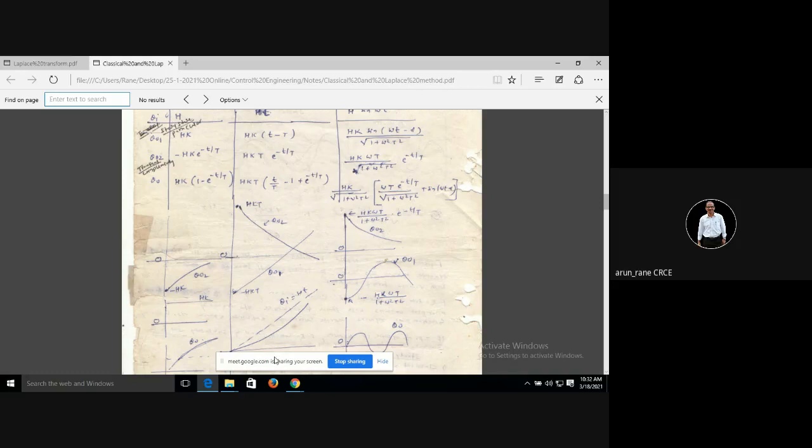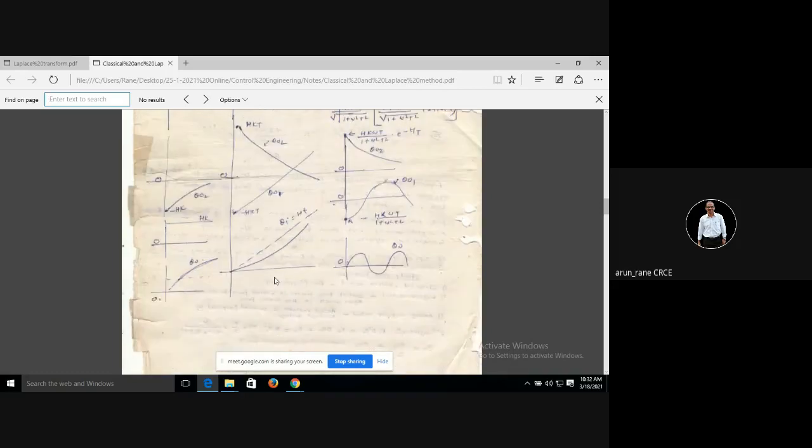Okay, so suppose I have taken a time t, I will project it. So at time t, what is my theta I? And what will be my theta O? You have to substitute, or you can measure from here. You can project it here. So this is the error, isn't it? You can find out from this graph when my input is equal to output, that is at which point this graph intersects this line, that is over here.